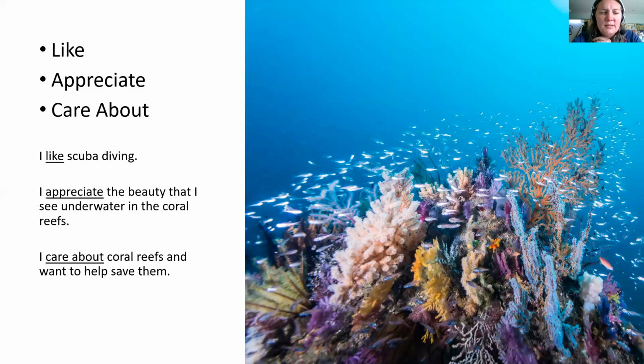To care about someone or something. I care about coral reefs and want to help save them. To appreciate is a little more removed from something. You can see it and say, wow, that's really pretty. To care about means you'd be willing to take action. It's something that would drive you to want to do something about it.